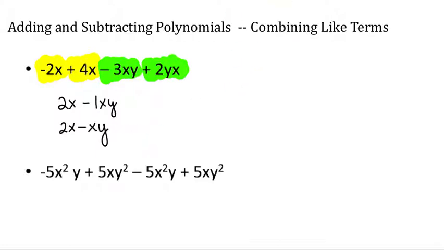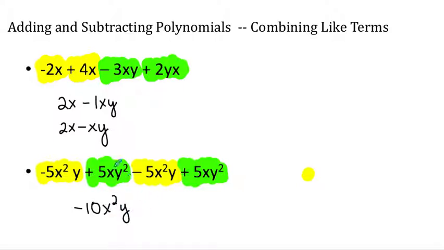Looking at the second example, we would similarly come through and identify terms that are like. So here I've got an x squared y term, so I'm going to look for other x squared y terms. So this is an x squared y. This one, be careful, this is an xy squared, so that's actually not the same term, so this one is like with this one. And then when I'm combining, I'm just going to combine those coefficients, so I have a negative 5x squared y and another negative 5x squared y, so combined that gives me negative 10x squared y. And here I have a positive 5 and a positive 5, so that gives me positive 10xy squared.